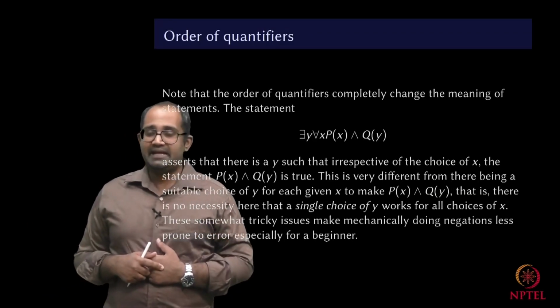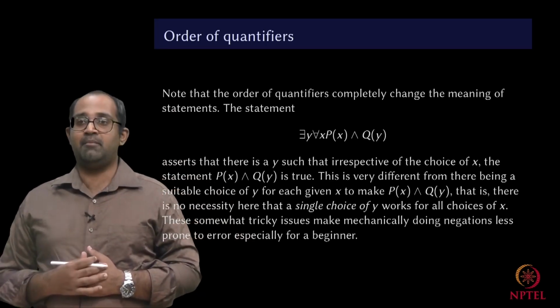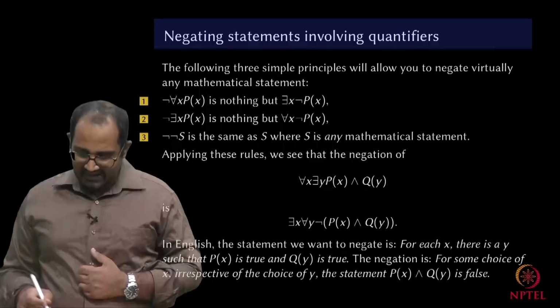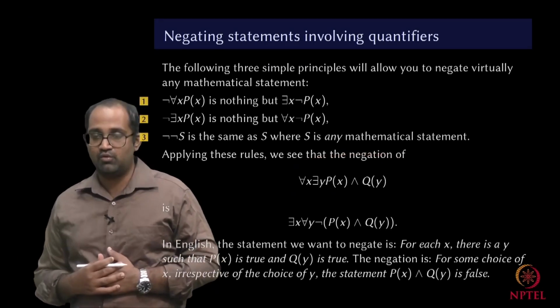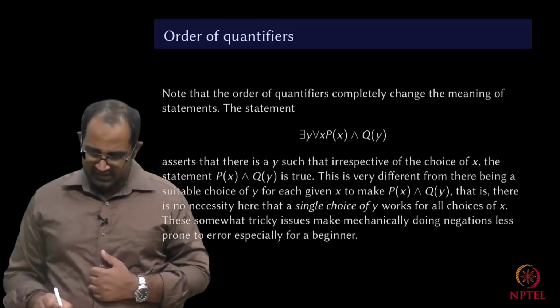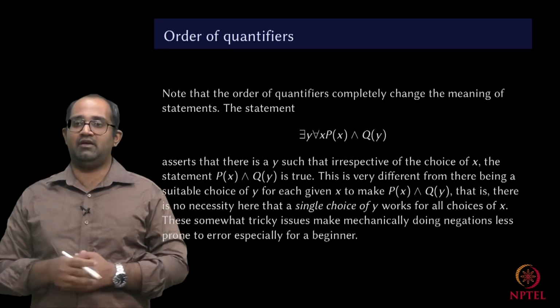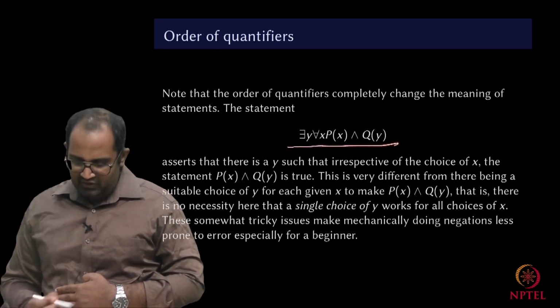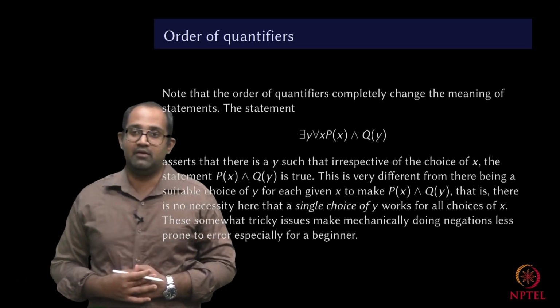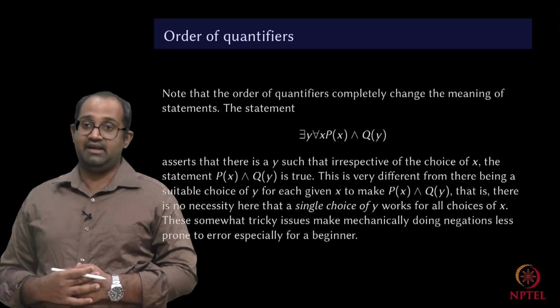Now, the biggest subtlety with respect to quantifiers is that the order matters. We had this: for each x there exists y, P of x and Q of y. Suppose I change it slightly by swapping the quantifiers. Suppose I make it for some y for each x, P of x and Q of y. The meaning completely changes. What is it saying?